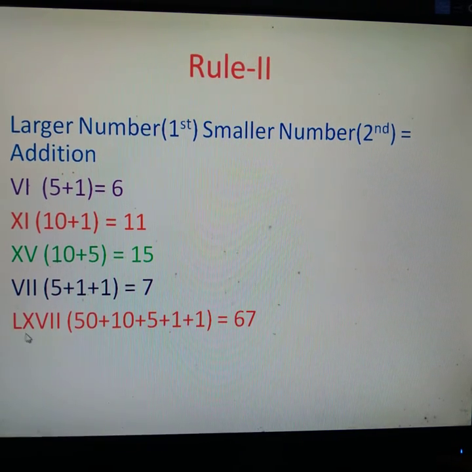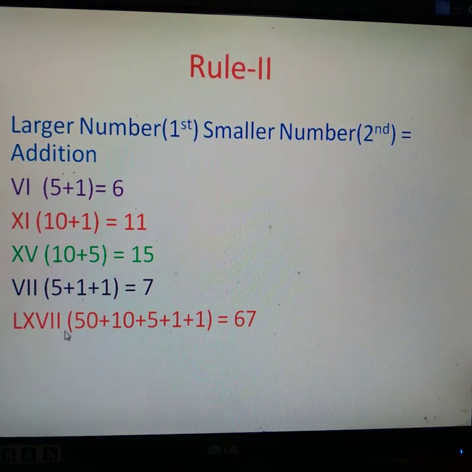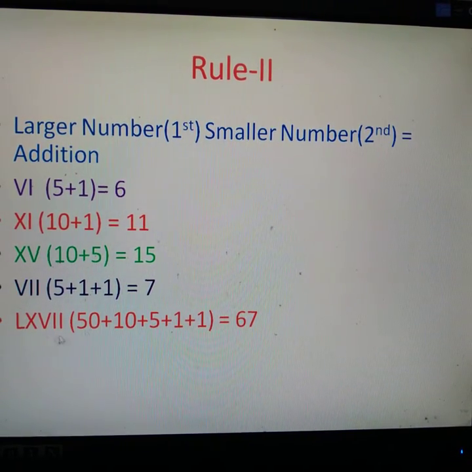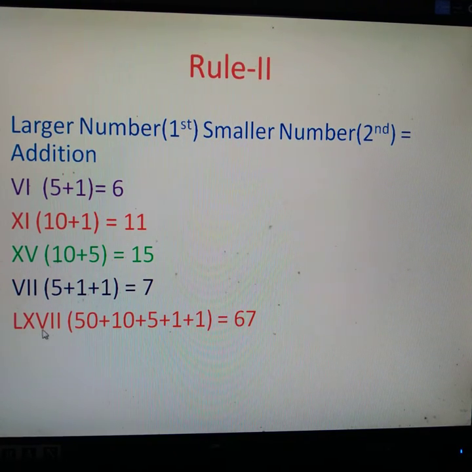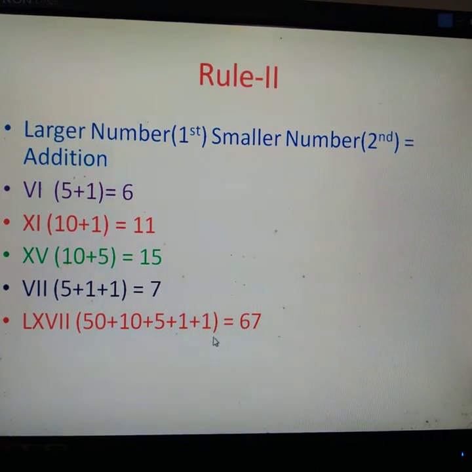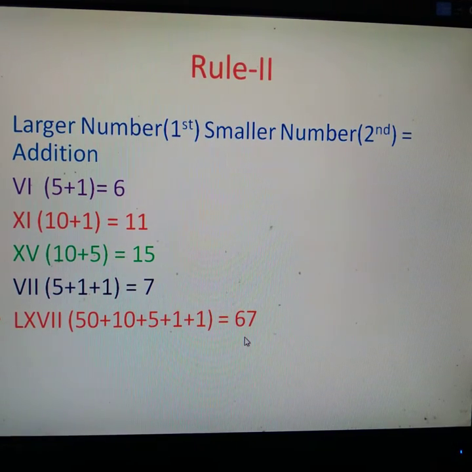In the same way, you see L, X, V, I, I: larger number and then the smaller number. So we can add all these numbers. L carries 50, X carries 10, V carries 5, I carries 1, I carries 1. So 50 plus 10 plus 5 plus 1 plus 1 is equal to 67.